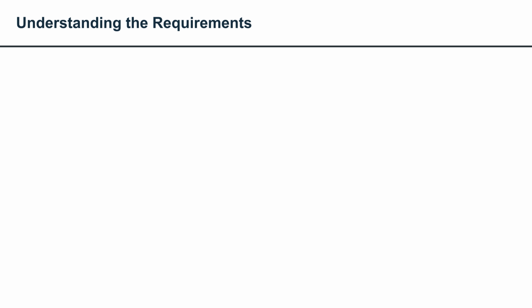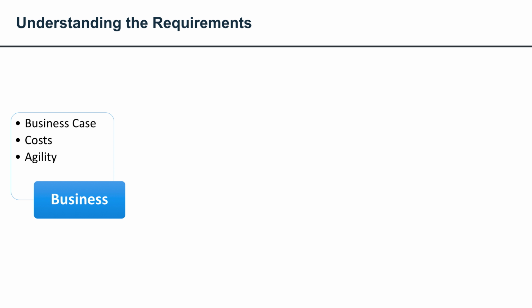So understanding the requirements means that we're going to look at the business aspect of our hybrid cloud. In other words, what kind of business problems are we looking to solve? Is this about efficiency? Is it about agility? Is it about cost reduction? Those sorts of requirements need to be understood before we approach the technology. We need to figure out the business case, look at the costs, and look at the concept of agility.